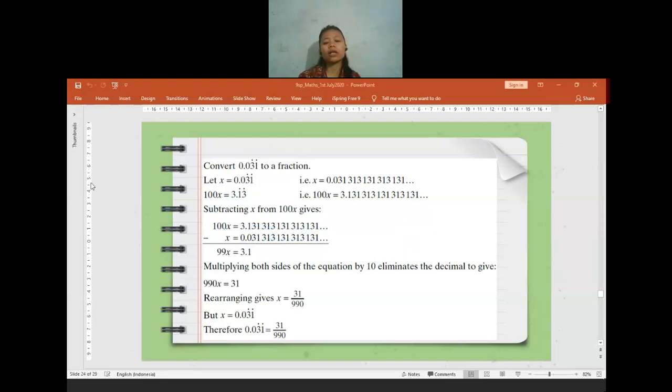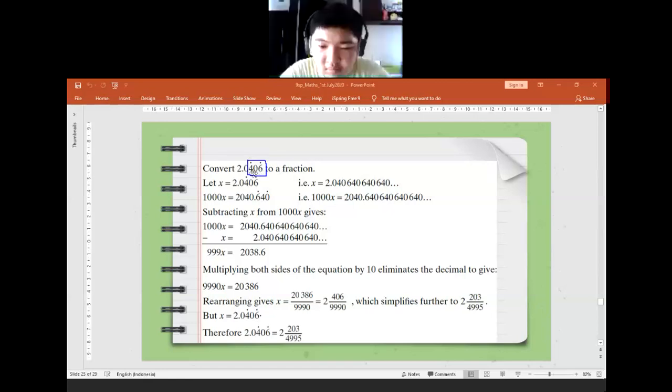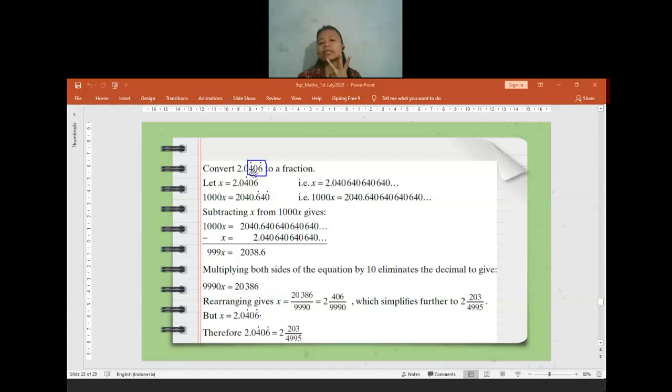The last example in here I have 2.0406. How many digits are repeating? Is it 4? Is it 3? Is it 2? How many digits are repeating? Yes, it will be 3 digits. Even though the digits that get the dot are only 2 digits, we count it as 3. Why? Because sometimes people will only write the dot from the very first to the very last. So it starts from the 4 and then adds 6, so it will be 4, 0, and 6. So 3 digits. Because it is 3 digits, I need to find 1000x.